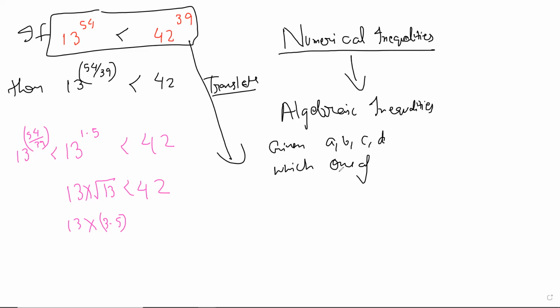Given A, B, C, D, which one of A to the power B, C to the power D? Now you see, it doesn't matter. If I would write A to the power C, B to the power D, the question will not change, right? Because A, B, C, D don't have any relation till now. Which one of these is bigger? Now, obviously, this question doesn't make much sense, right? Nothing is given, right?